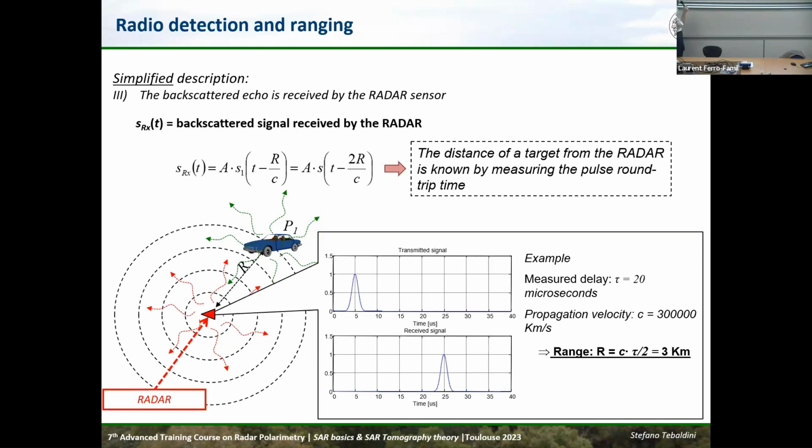Let's say that this is the transmitted signal. It's just a peak. Just imagine an amplifier that is off, then it goes on and then off again. As simple as that. And this happens at 5 microseconds. Then the wave goes to the target and gets back to the radar. And we get the same peak after 25 microseconds. So the radar has instrumentation that is able to tell you this delay between transmission and reception. This delay is 20 microseconds. We know the speed of light. And so this means that this particular target is found at 3 kilometers away from the radar.